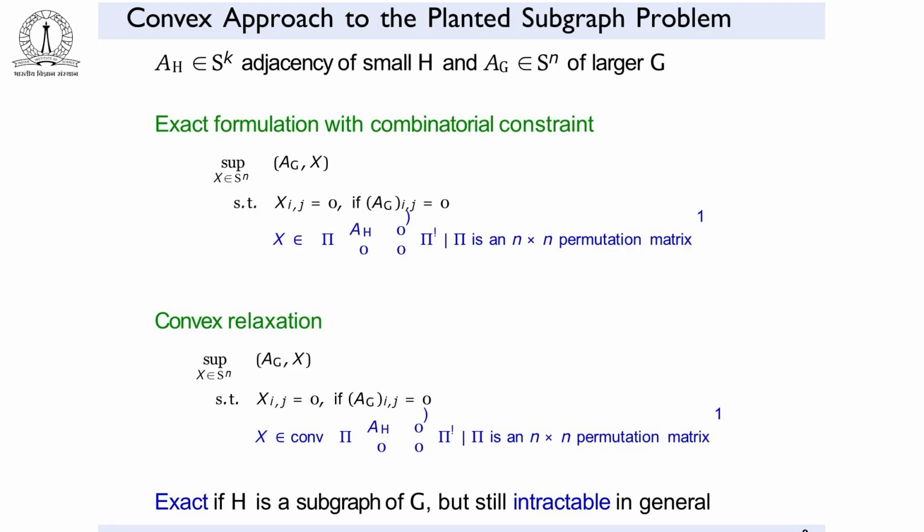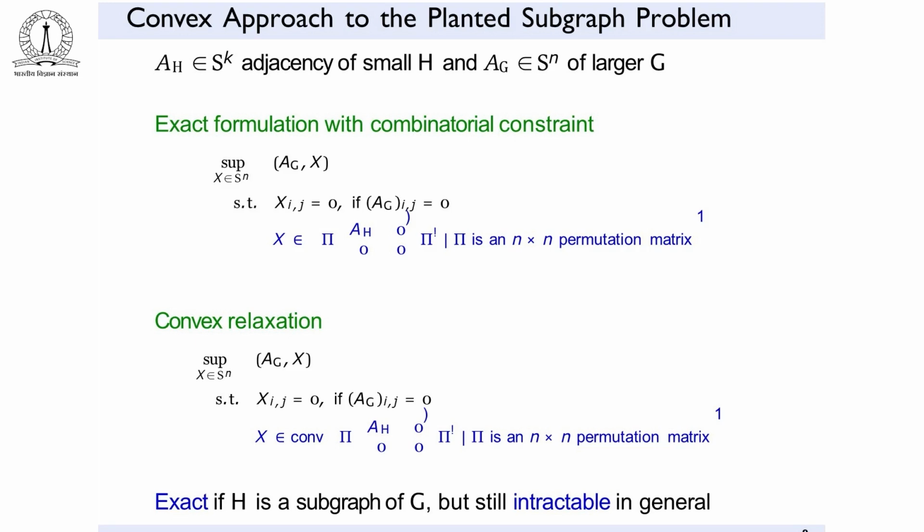And is answering yes or no easier than finding? Answering yes or no is in general also NP hard. So yes, for general H and general G, it's NP hard. But even if I give you a promise that H is planted inside G, finding where H is inside G is also a hard problem. So there are lots of sources of difficulty in that question.